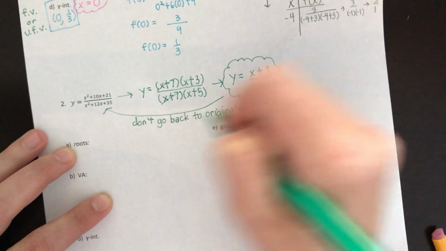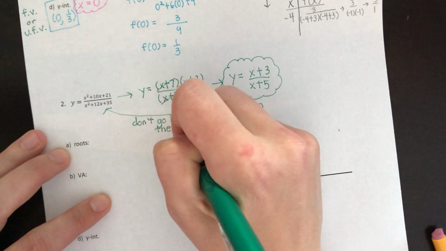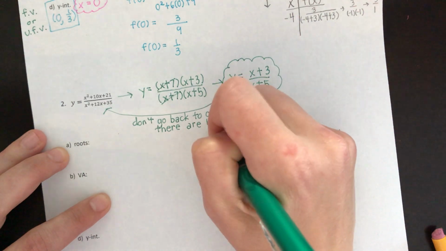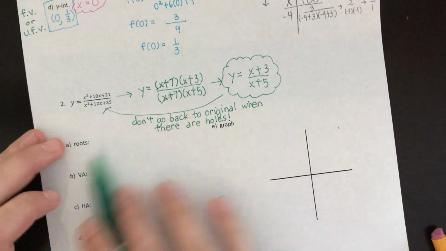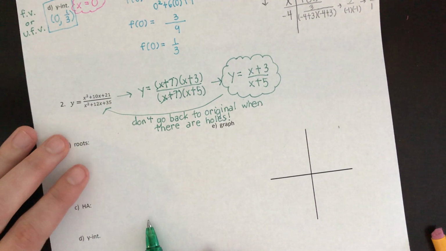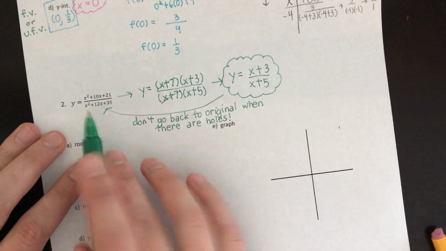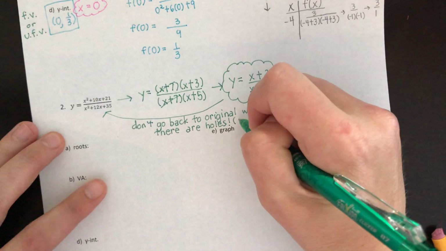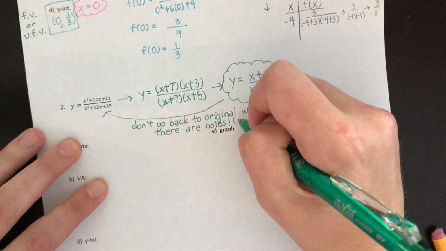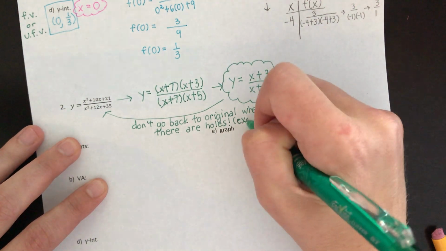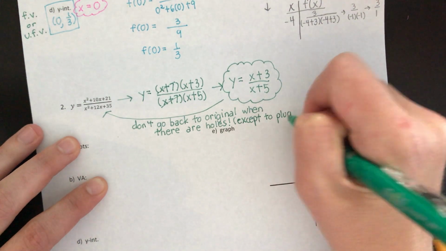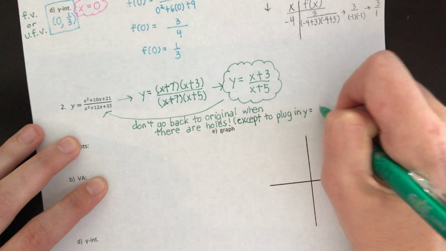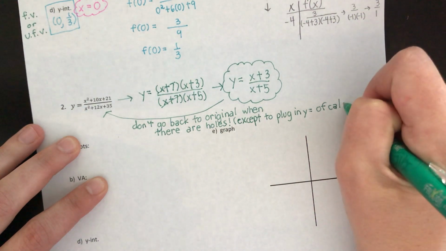when there are holes. So when there are holes, we're not going to go back to the original to plug any of this information in. The only time we would go back to the original is except to plug in y equals of calc. That would be the only situation.